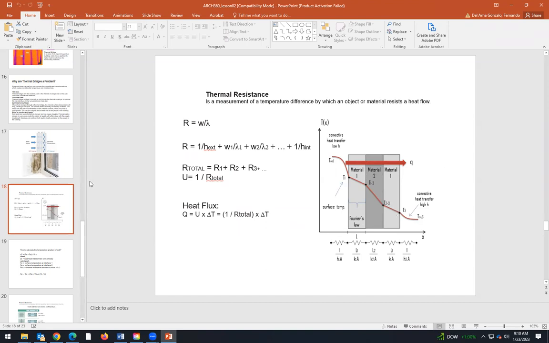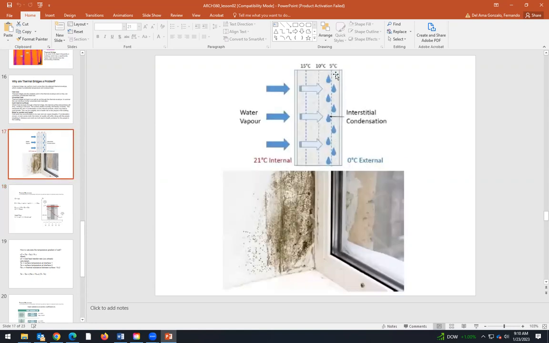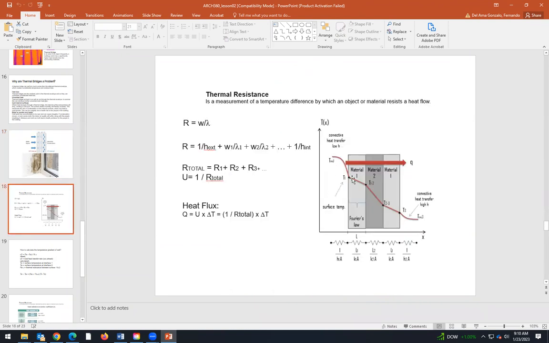Okay, so if we are analyzing thermal bridges, or we are analyzing the risk of condensation, or the risk of this interstitial condensation, and then the risk of mold, the first thing we need to know is the temperatures here.